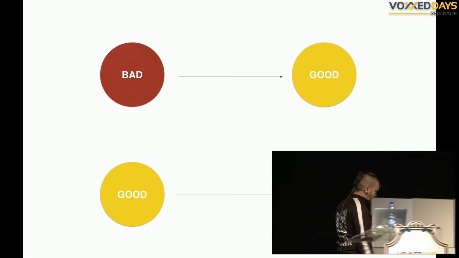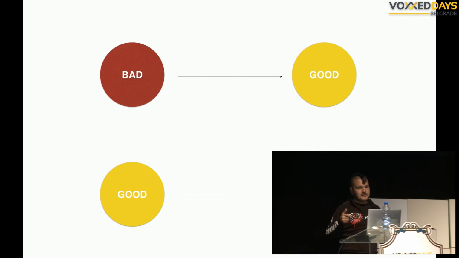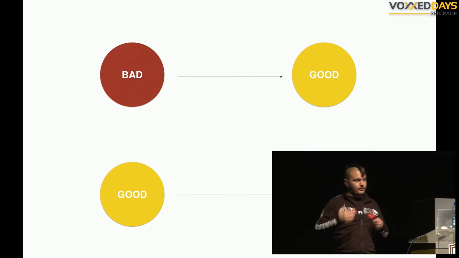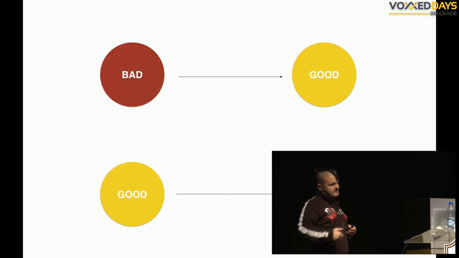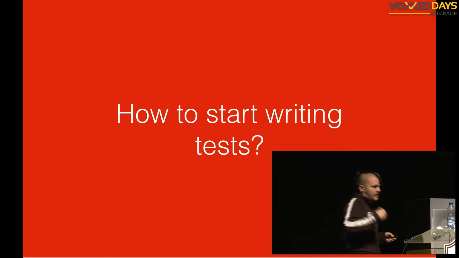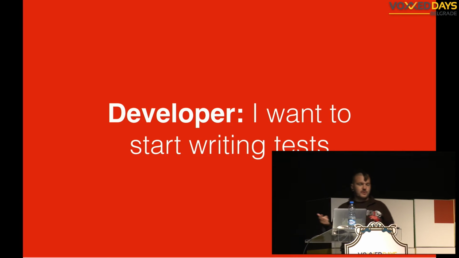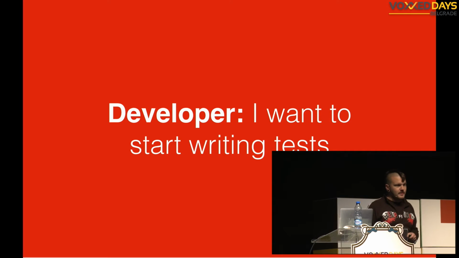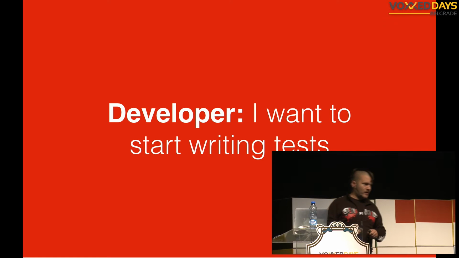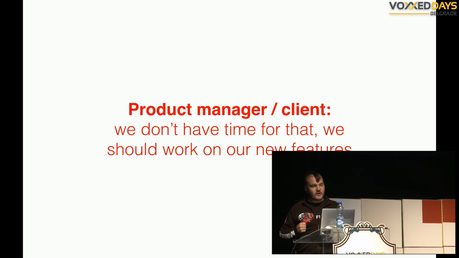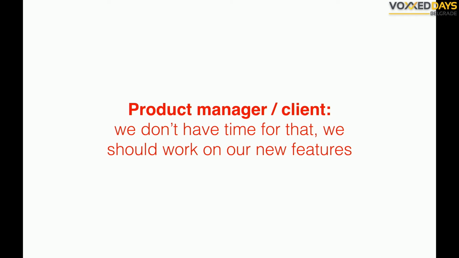So I know a lot of people think that testing is hard and think their managers won't approve that they want to start writing tests. So how do you actually start writing tests? A really wrong approach is that a developer says to his boss or project manager or client or whomever, I want to start writing tests. And the natural answer to that is going to be, absolutely every time, we don't have time for that, we should work on new features. And that's a totally reasonable answer.